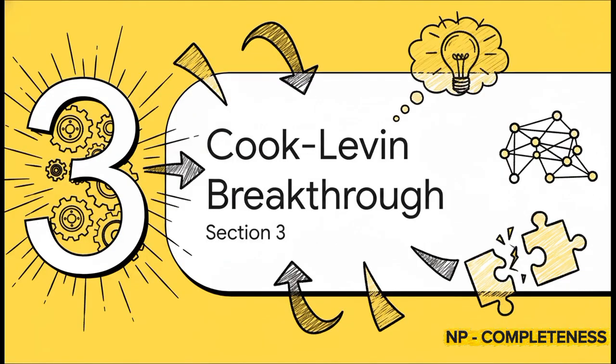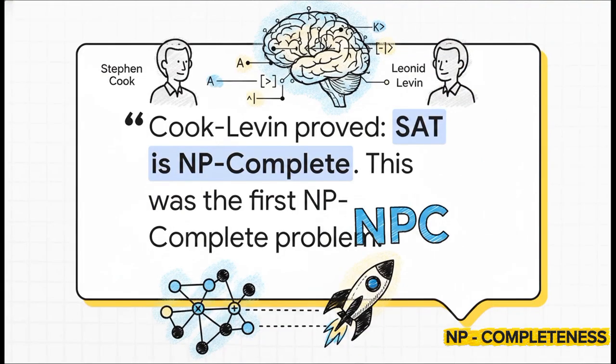Okay, but this is where the story takes a huge, historic turn. For years, computer scientists had this feeling that problems like SAT were hard, but they couldn't really prove how hard or why they were hard. That all changed in the early 1970s with an absolutely groundbreaking discovery. The Cook-Levin theorem. This proved that SAT isn't just some hard problem. It is NP-complete. This was an absolute bombshell. It was the very first problem in history to be given this title, and this one discovery basically gave birth to the entire modern field of computational complexity.